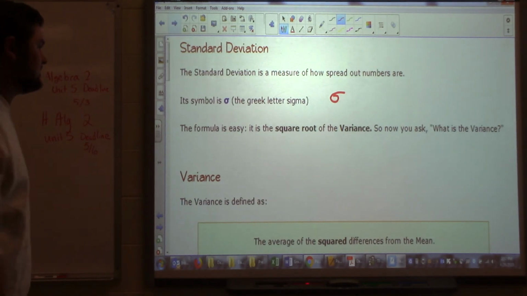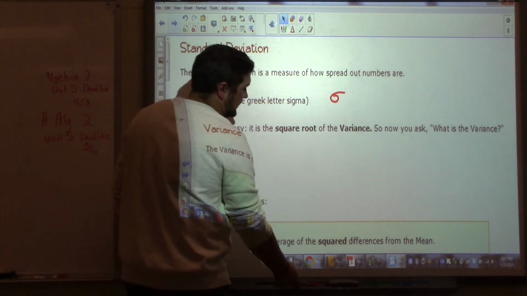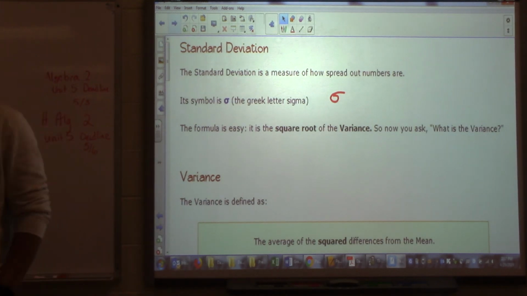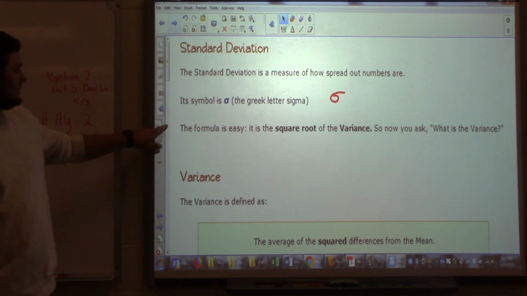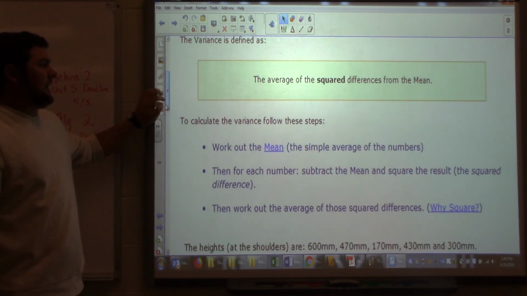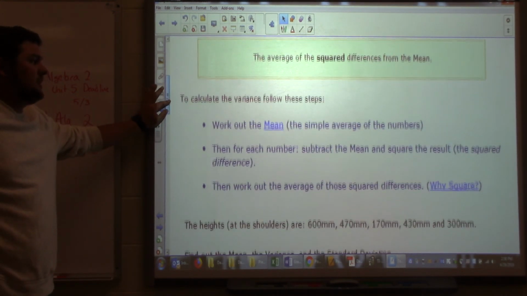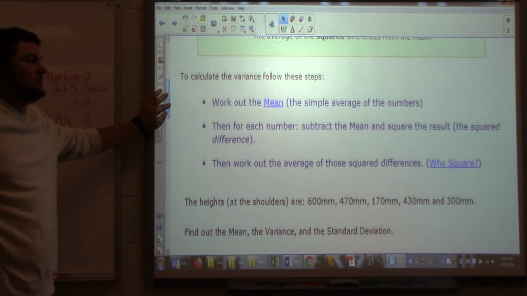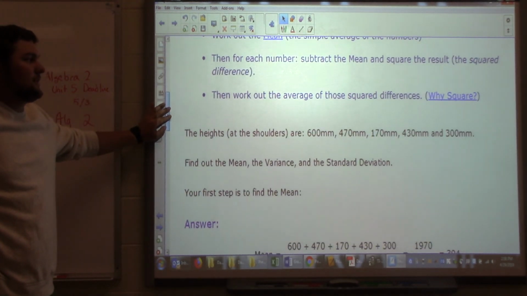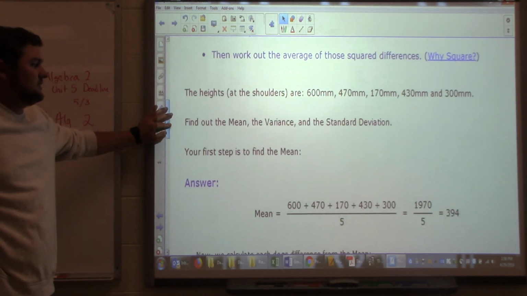Now, the standard deviation formula is super easy. It's the square root of the variance. Well, what's the variance? If you're in engineering class, you've probably done this before. Variance is defined as the average of the squared differences from the mean. So you work out the mean, subtract the mean from each number, and then square the result. Then you work out the average of those squared differences.